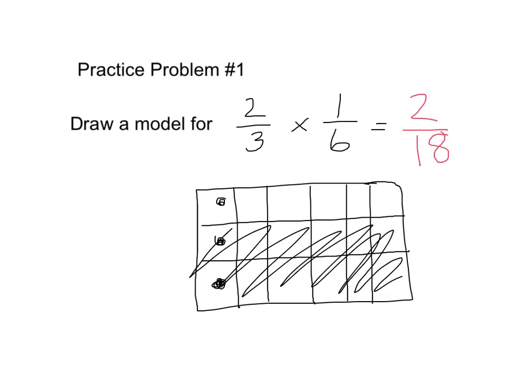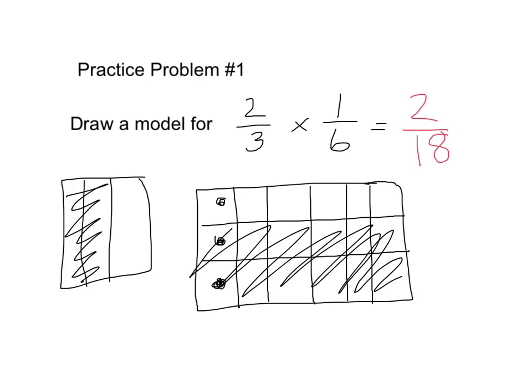Does your model have to look like mine? No, you could have done yours in a number of different ways. Another way you could have done it was, let's say I decided to do my rows this way and shade 2 of them going down. And then I wanted to draw out 6 rows going across and put dots on one of my rows. Your model could have also looked like this one, and your answer would still be the same.